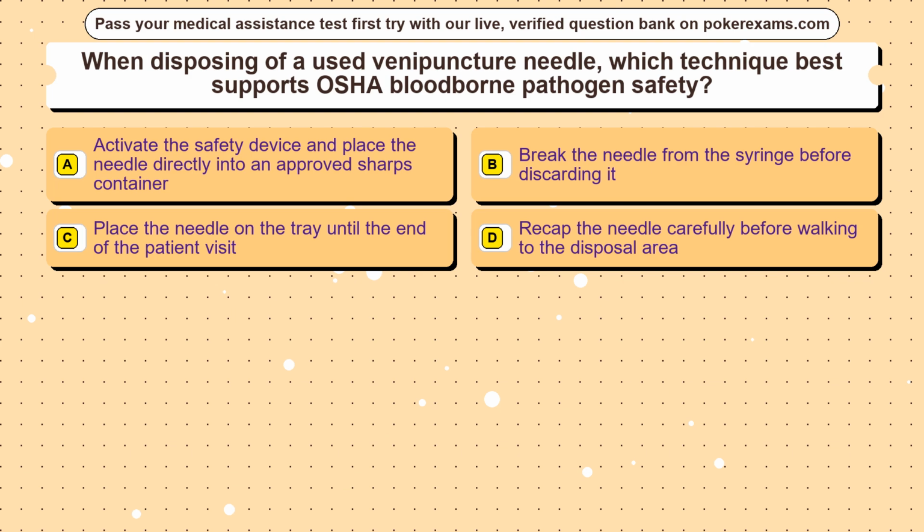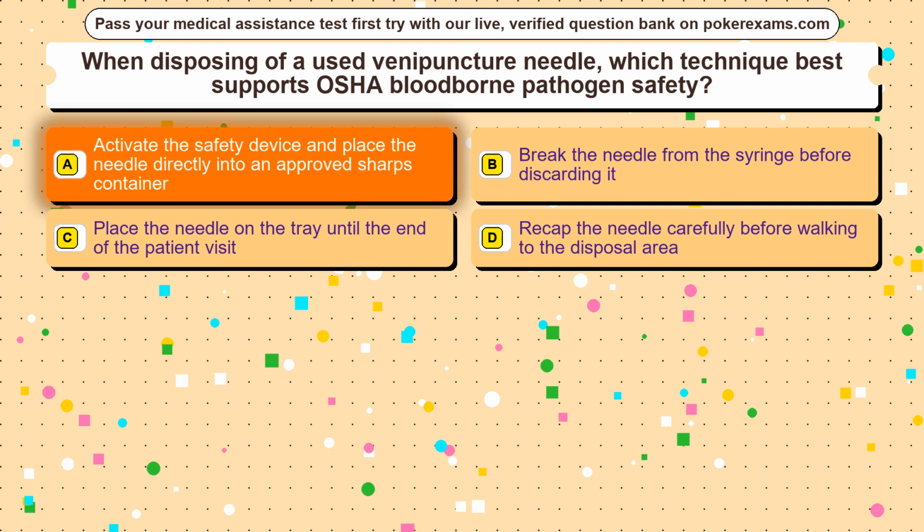When disposing of a used venipuncture needle, which technique best supports OSHA bloodborne pathogen safety? Option A. Activate the safety device and place the needle directly into an approved sharps container. Option B. Break the needle from the syringe before discarding it. Option C. Place the needle on the tray until the end of the patient visit. Option D. Recap the needle carefully before walking to the disposal area.